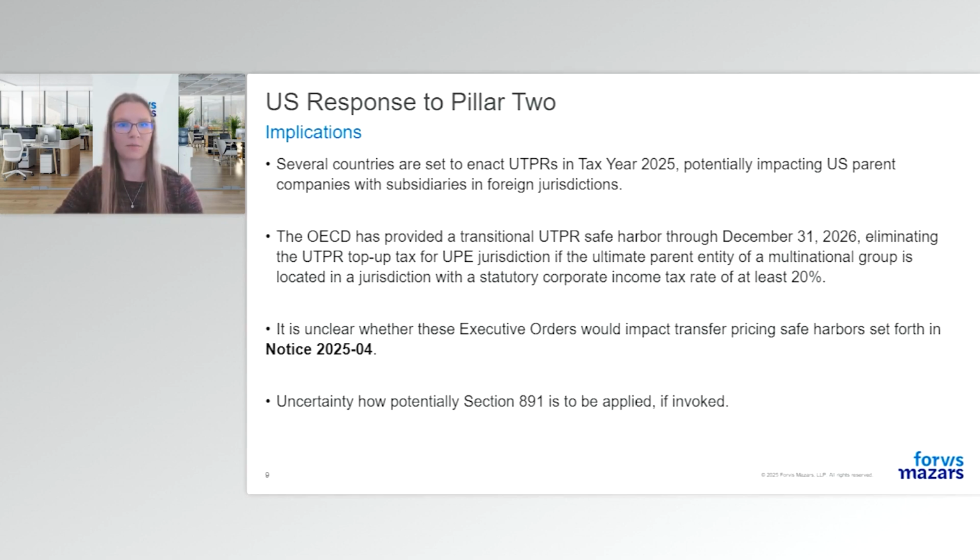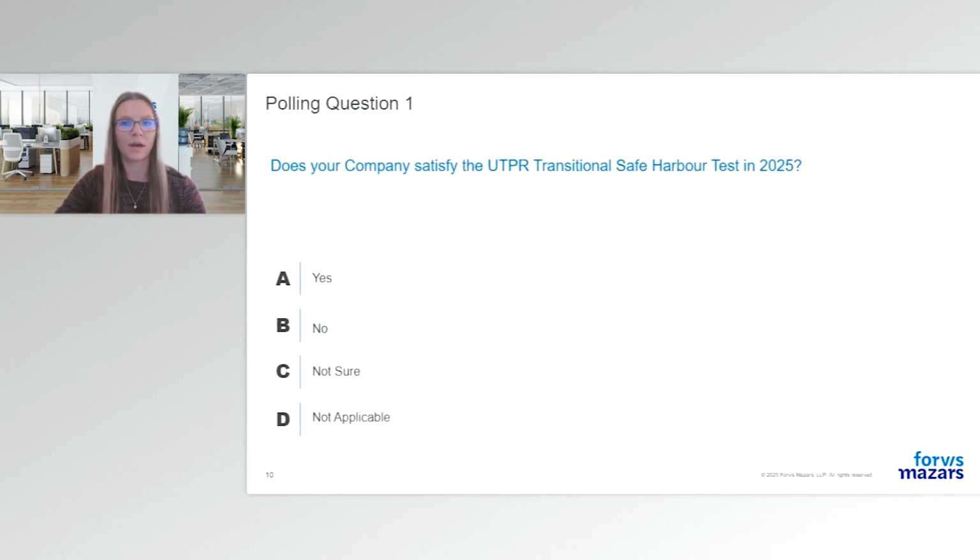So in the interest of time, I think we probably want to go ahead and pop up our first polling question here. So for those of you who are involved with companies that may be subject to the Pillar 2 rules and have a UPE in the United States or elsewhere, do you think that they're going to satisfy that UTPR transitional safe harbor, looking to the jurisdiction of the UPE, and if that jurisdiction has a statutory corporate income tax rate of at least 20%?